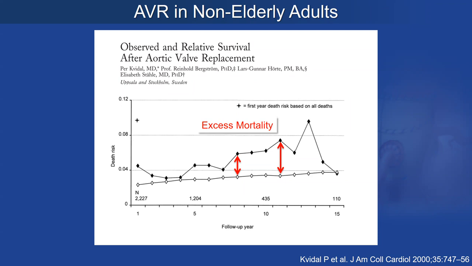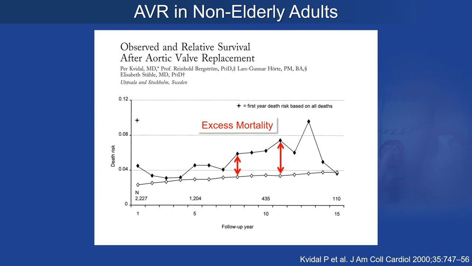This study, which dates back to 2000, examined observed versus expected survival after aortic valve replacement using a tissue or a mechanical valve. What you see in the white dots is the mortality of the age and sex matched general population. And the black dots is the mortality after surgery, after AVR, in age and sex matched patients. And you see that the mortality is significantly higher after about 7 or 8 years from the time of surgery.